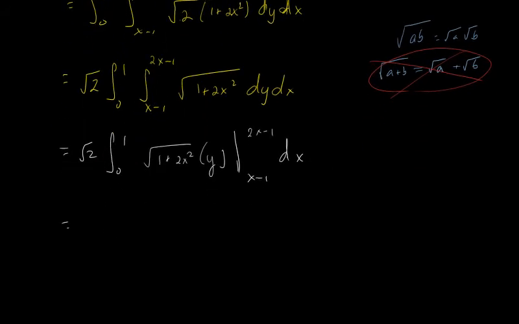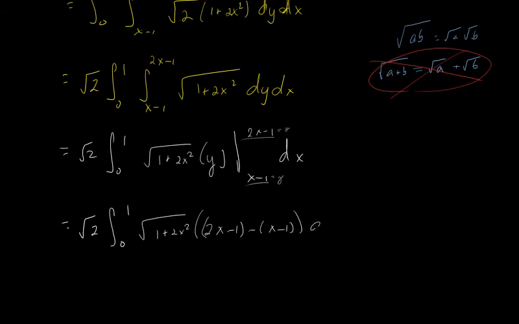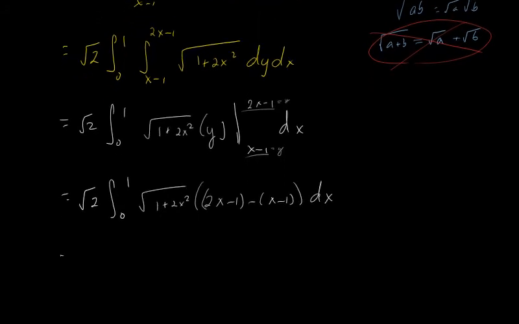There we go. Okay, so root 2 times the integral from 0 to 1 of, so these are y values, right? So we're replacing y with those values. So this is the square root of 1 plus 2x squared times, all right, so we plug in the y, 2x minus 1 minus x minus 1 dx. So that's root 2 times the integral from 0 to 1 of the square root of 1 plus 2x squared.